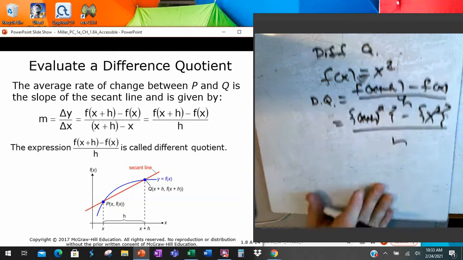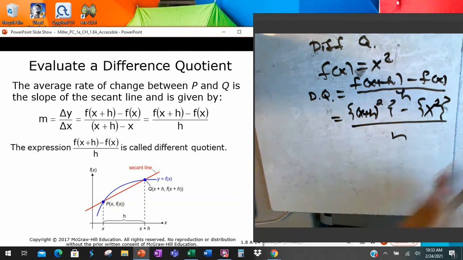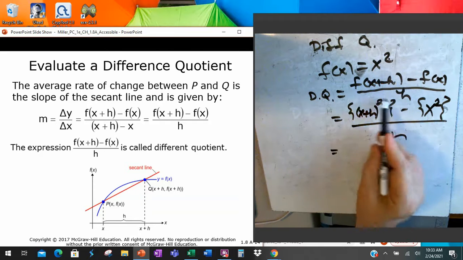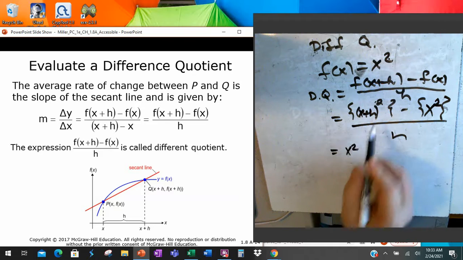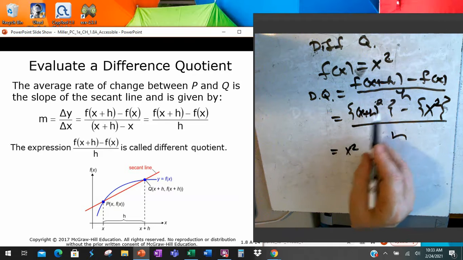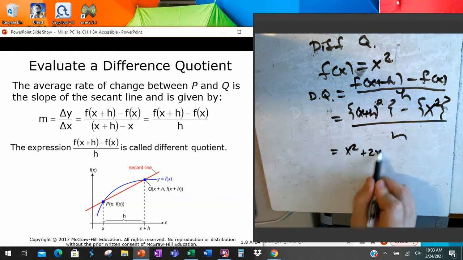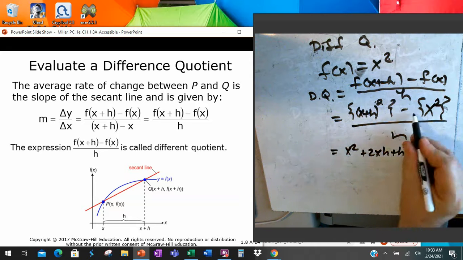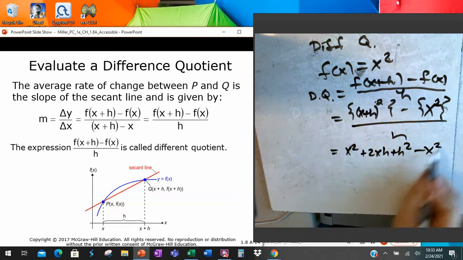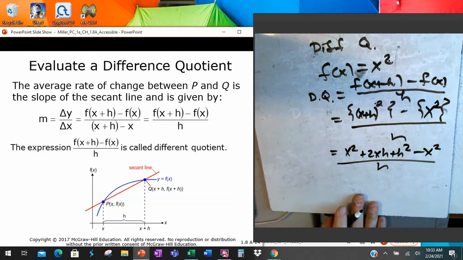This is good. I can kind of drop that. My minus, I don't have to distribute. All I've got to do is expand x squared, multiply the 2 together, xh doubled is plus 2xh. And then square the last, then subtract off the original, and there's my h.